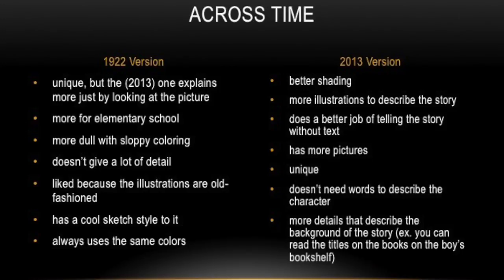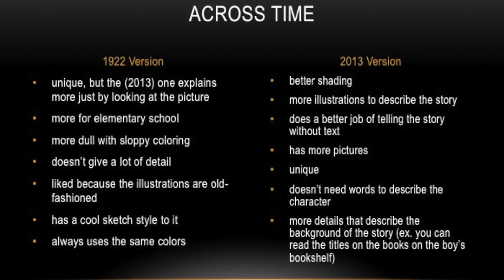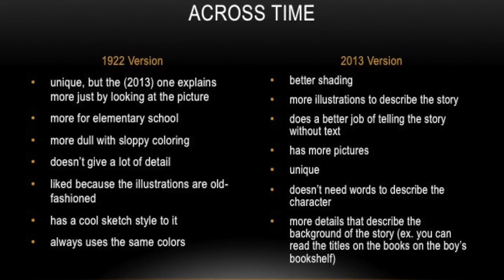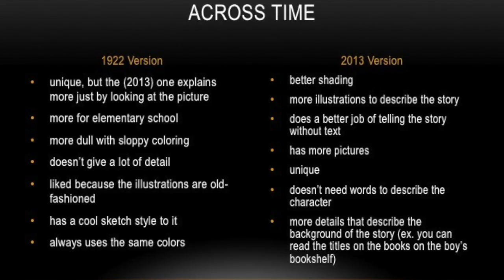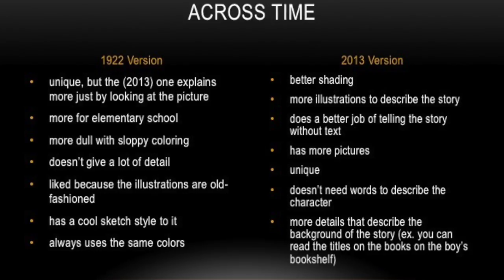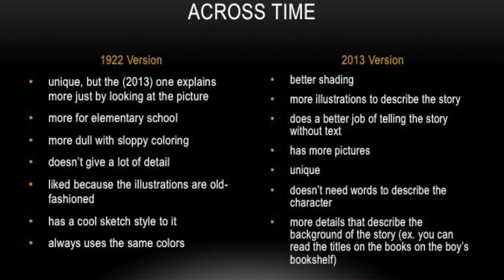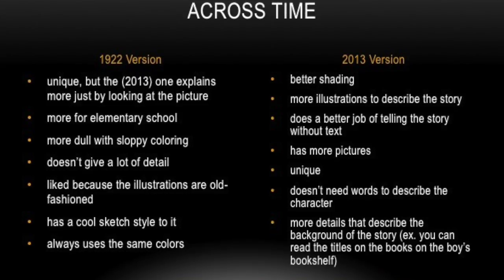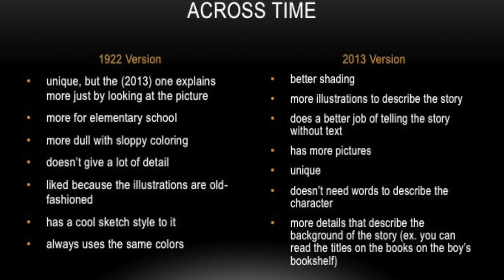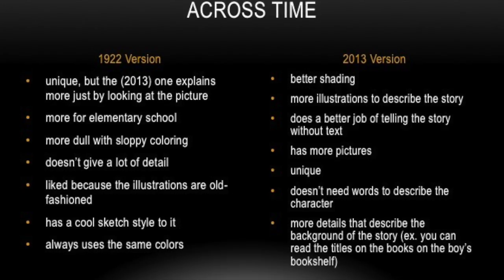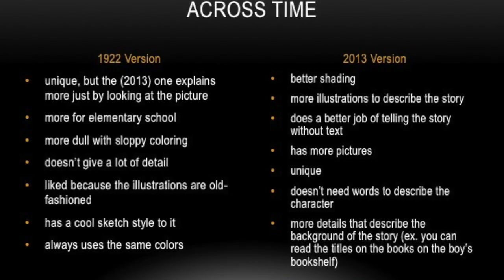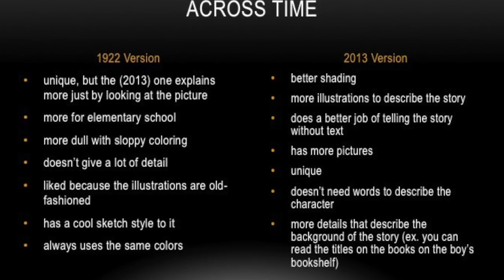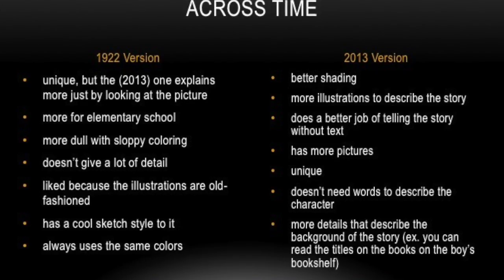Whereas the 1922 version, as they described, was more dull. They felt it had sloppy coloring, whereas I think it was just the illustrator's style of sketching. One student did mention that there was a cool sketch style to it, so I think she kind of understood that style a little bit better. The 1922 version had more of the same colors. It was more just a yellowish tinge to the pages, which may or may not have been off-putting to the students.